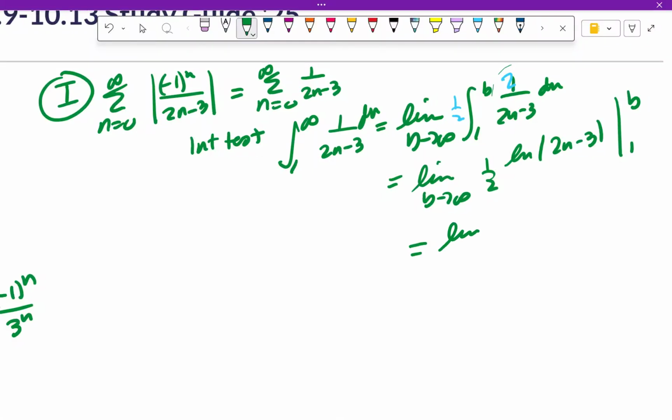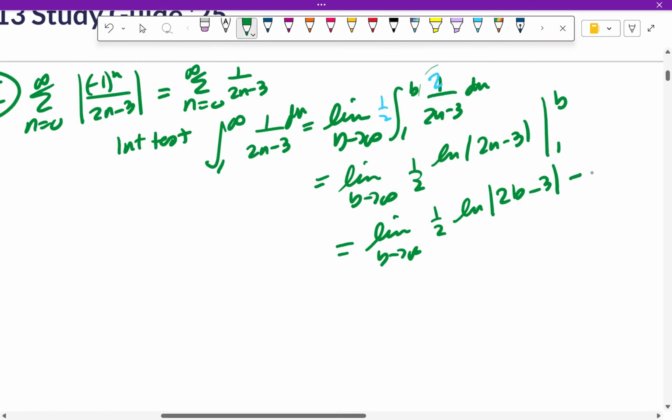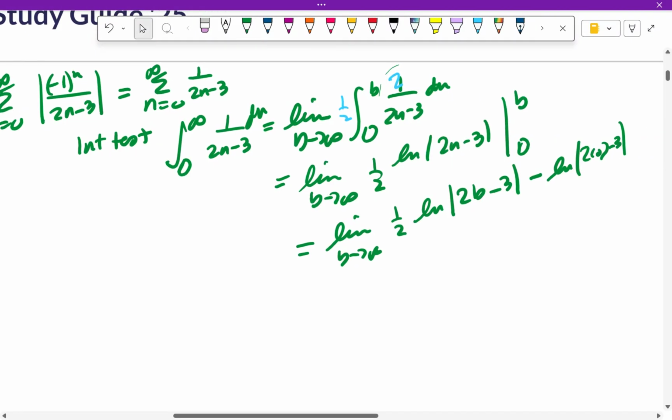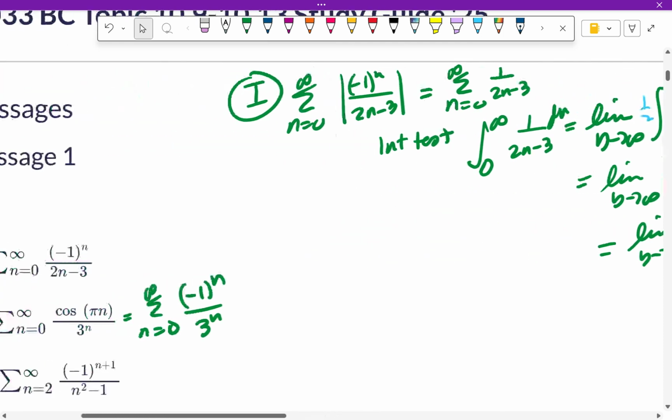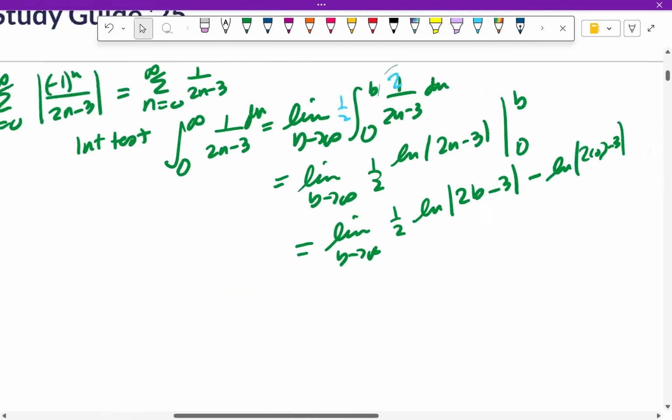We've got the limit as b approaches infinity of 1/2 the natural log absolute value of 2b minus 3 minus the natural log absolute value of, oh, you know what, it isn't 1. It's supposed to be a 0: 2 times 0 minus 3. It started with a 0, so I wrote it wrong.